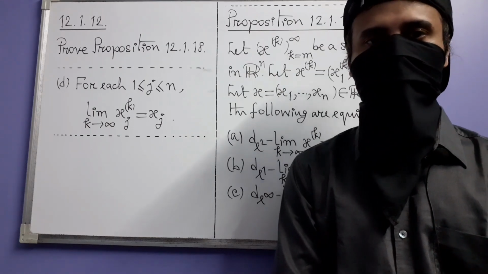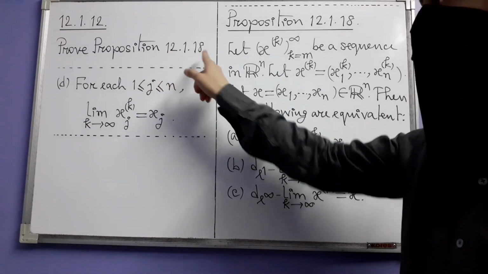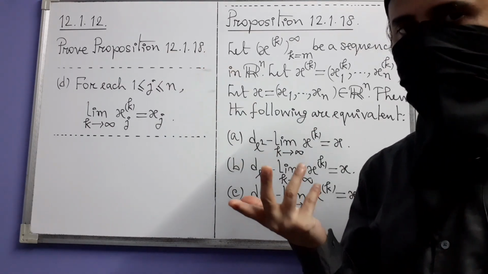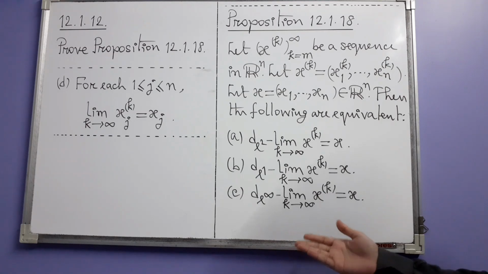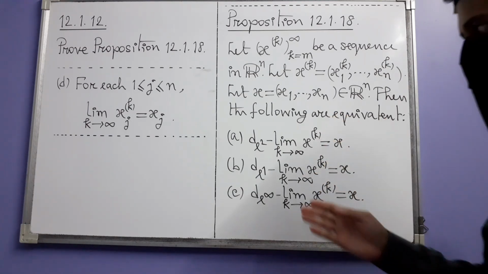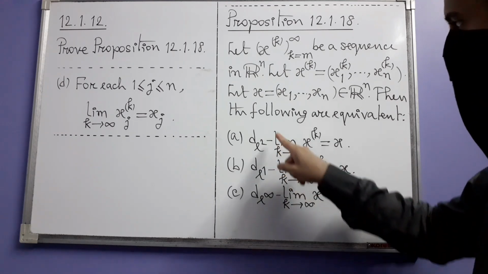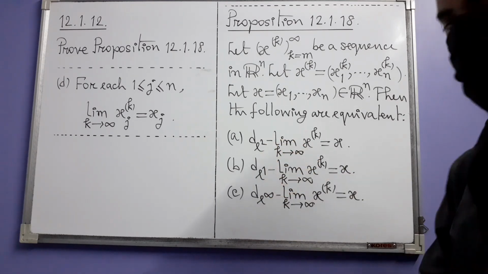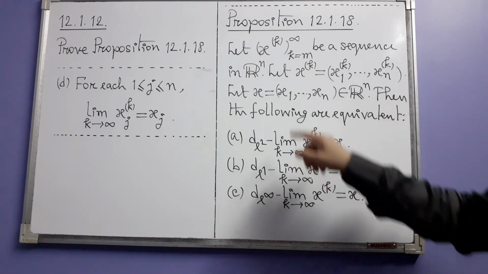Today we are going to solve exercise 12, and in it we have to prove proposition 12.1.18, whose statement we may not remember. That's why I have the statement here. It is that proposition which gives us convergence of those three metrics on Rn, L2, L1 and L infinity. But anyway, let's see the statement once more.